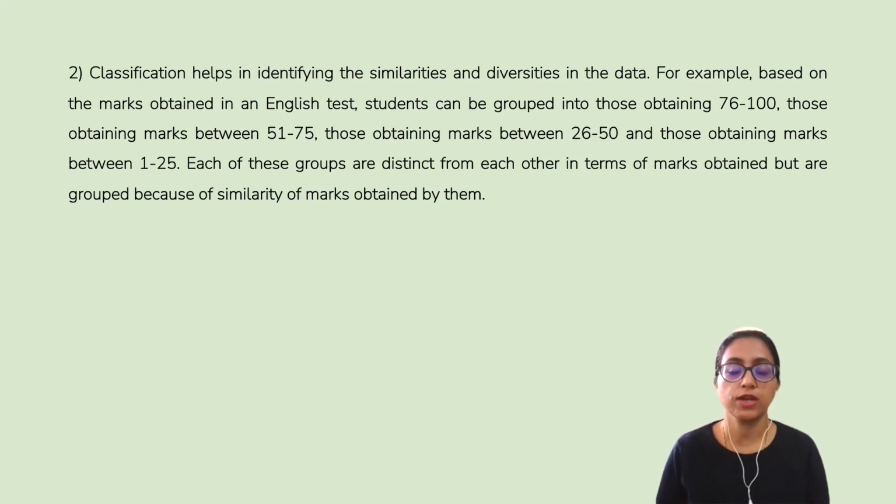For example, if you are getting marks in a particular subject, then those marks can be classified. The students who obtain marks between 1 to 25 will be classified in one group. The students who obtain marks between 26 and 50 will be classified in another group. The students who obtain marks between 51 to 75 will be classified in another group, and so on. So in this way, classification makes it easy to identify the data.